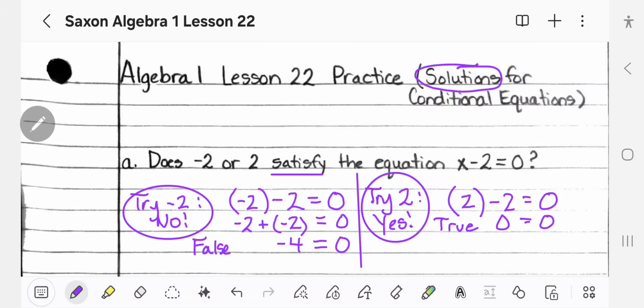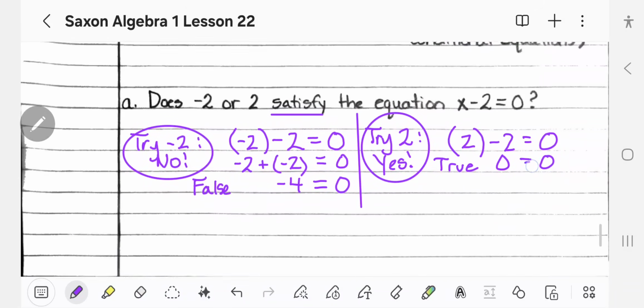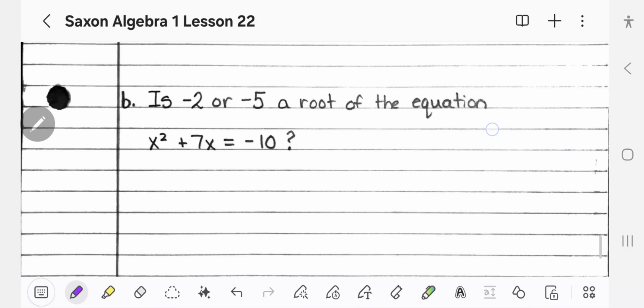So 2, positive 2, is a solution. Negative 2 is not. Let's look at B. Is negative 2 or negative 5 a root of this equation? So let's try negative 2.